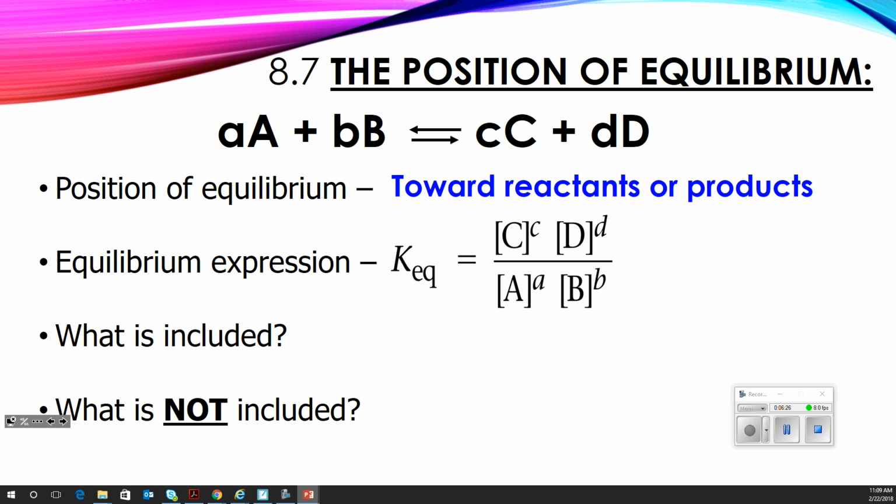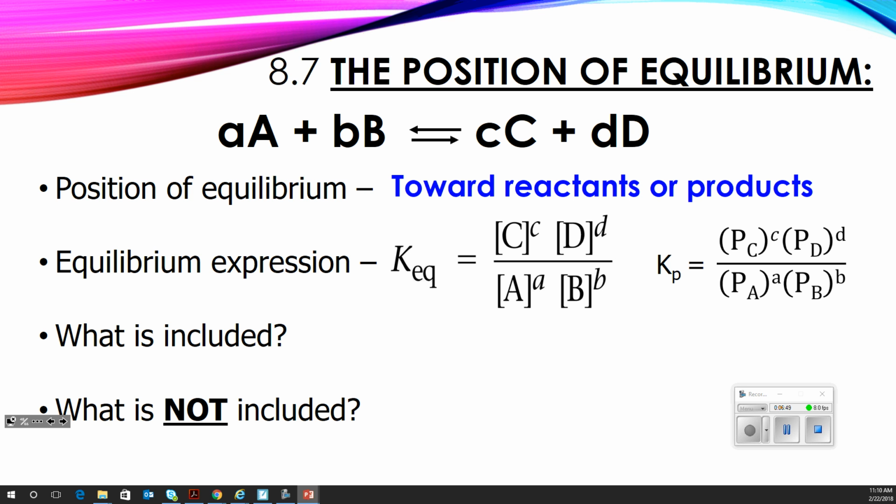What is included? We only include aqueous. Oh, I forgot to do this first. Sometimes we don't have concentrations, so we have gases. And gases have pressure. It's the same thing. The only difference we've made is the pressure of C to the C power, the pressure of D to the D power. But it's the same setup. So you can basically use the same setup for both of them.